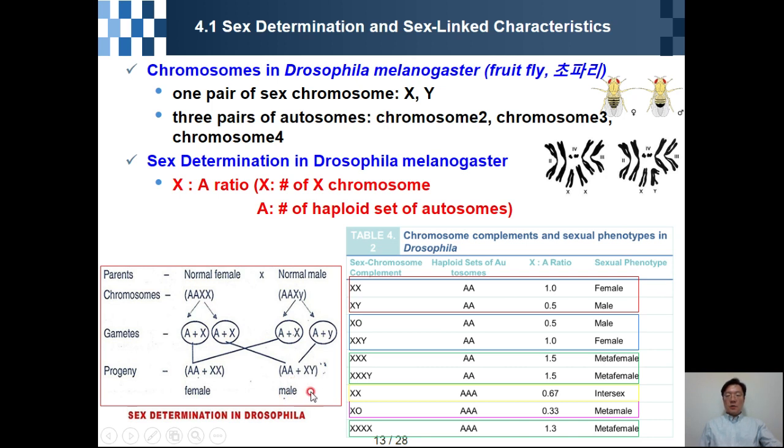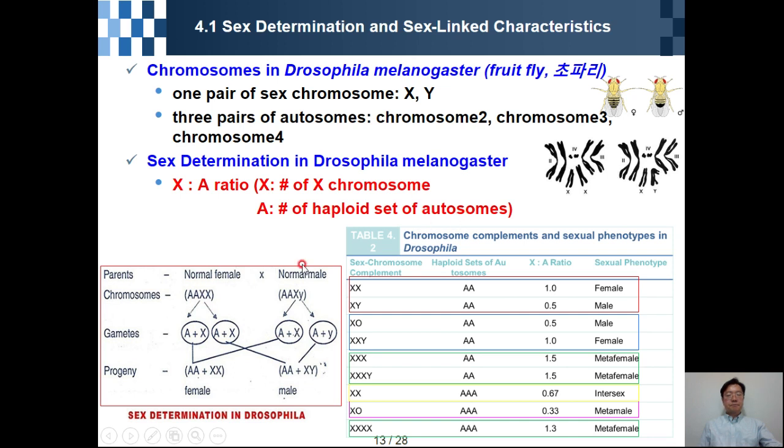Before we go further, this is very simple, just like the human. But if we look in detail, there is another system. Sex determination in Drosophila depends on the X to A ratio. X means the number of X chromosomes. A means the number of haploid sets of the autosome.